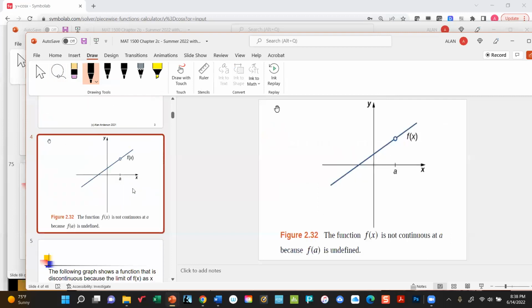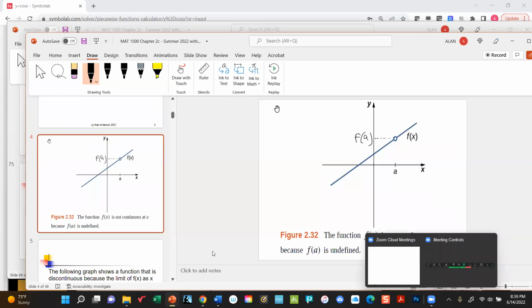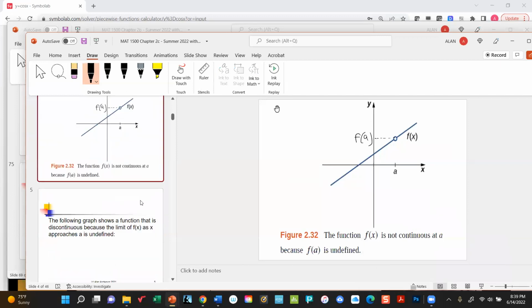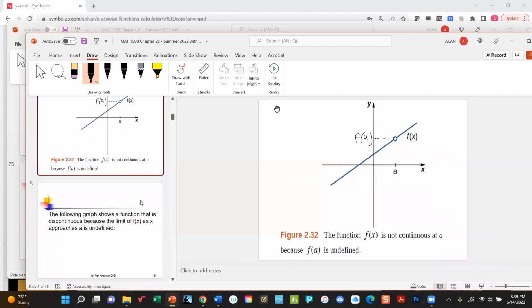Now, some of these graphs are so nice in the book that I just borrowed them basically for the notes. This is what it looks like when there's a hole. And of course, this would have been f of a had it been continuous. So this is one example of a discontinuous function. But like I said, there's more than one way of being discontinuous. Here it's because there's a hole. In other words, the function is undefined at that point a.